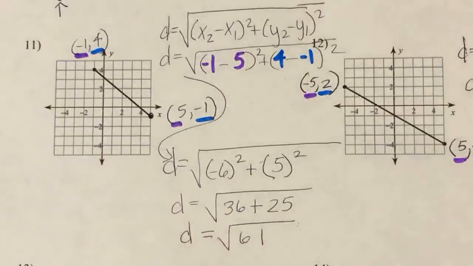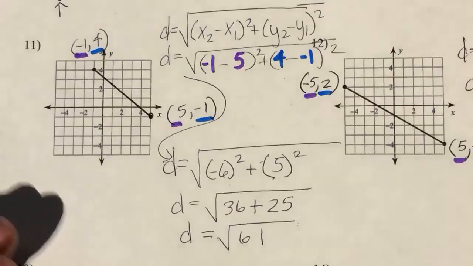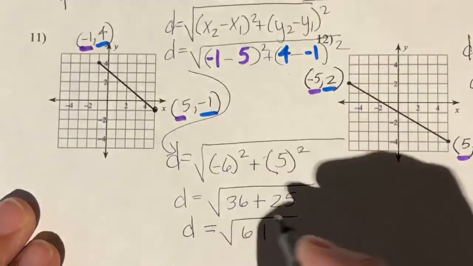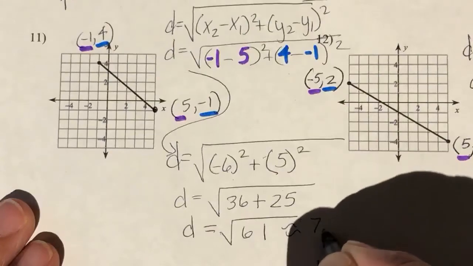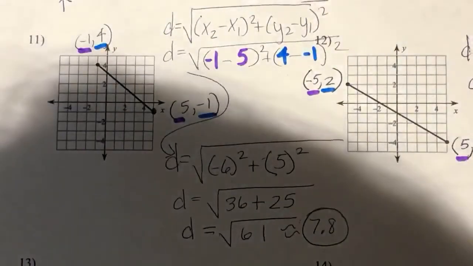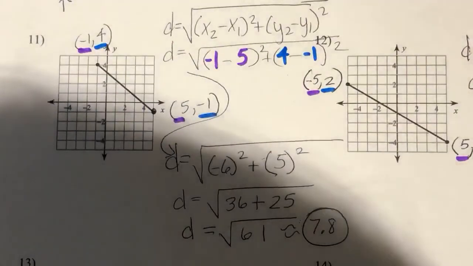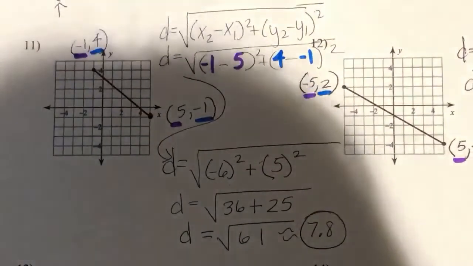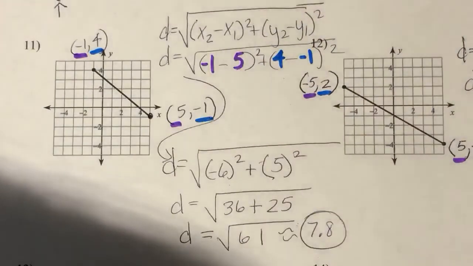Now, the square root of 61, you would probably need your calculator for. I know I'm the smartest person in the world and I can't do it in my head, so not really. 7.8. So your distance is about 7.8. So hopefully that helped on number 11. Okay. And you do the same thing for 13 and 14.